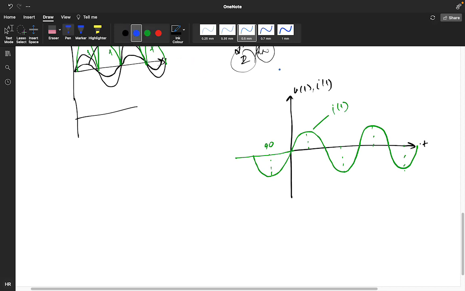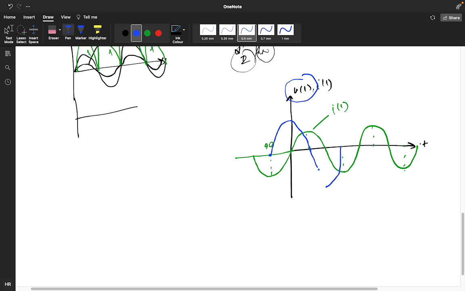So your V of t is leading 90 degree. V of t starts from behind, means it starts from here. It's leading I of t by 90 degree. It will start from here and it will go from here. But the phasor will be like this.